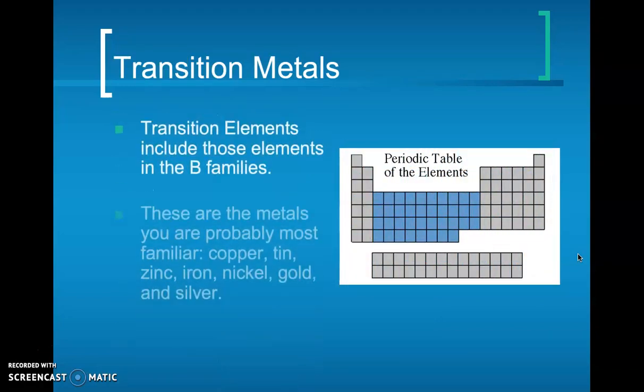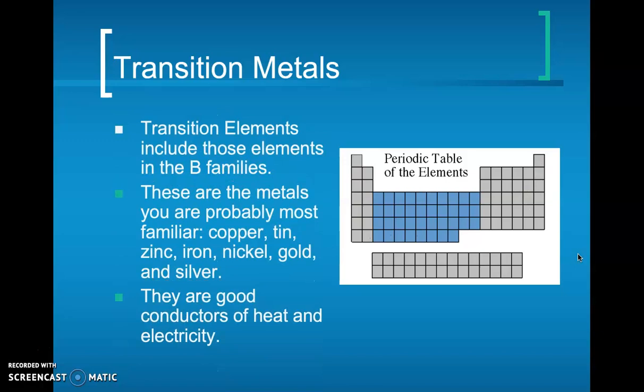The transition metals then are that middle block. Okay, the whole middle block here are called transition metals. Transition elements include elements in the B families. Okay, so we call these B families. You don't need to worry about that. These are the metals you are probably most familiar with, things like copper, tin, zinc, iron, nickel, gold, and silver. These are the things we think of when we think of metals.